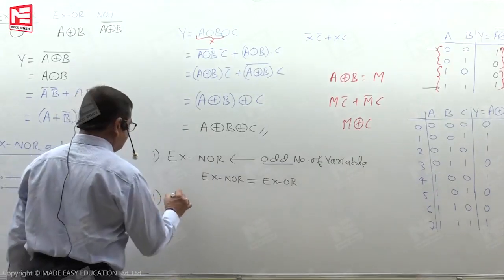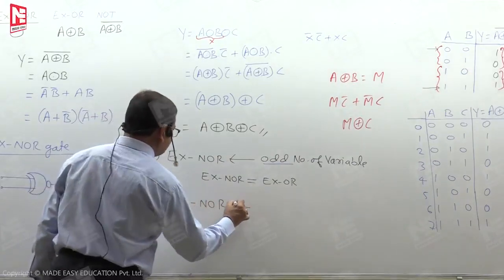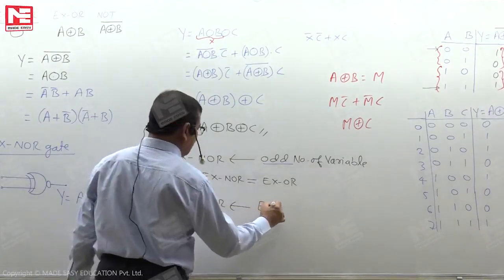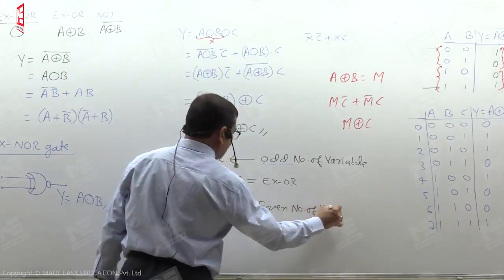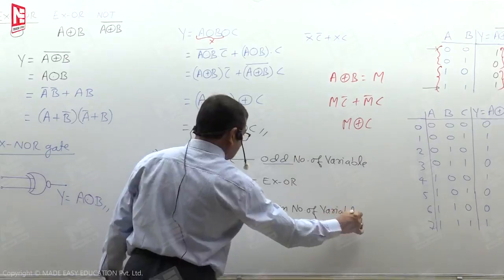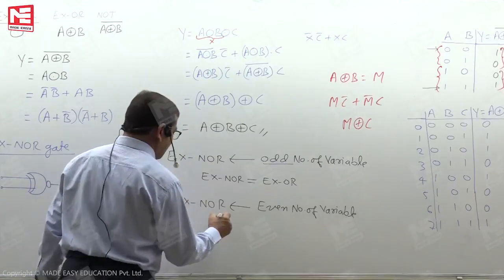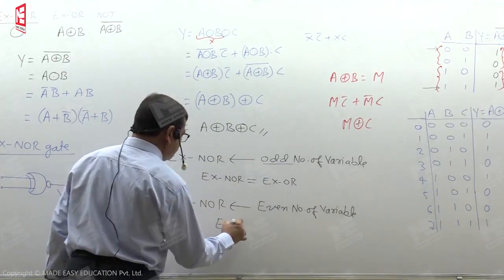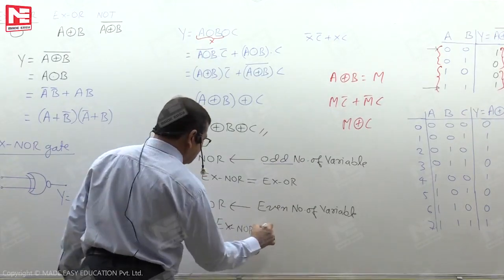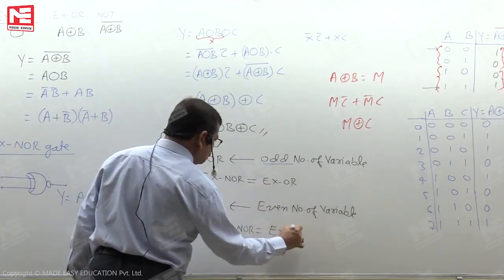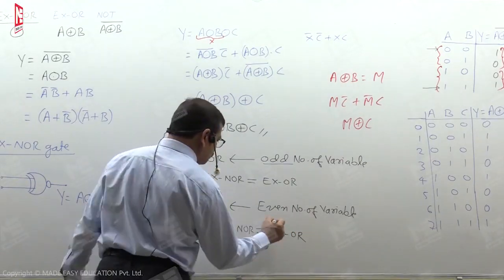But whenever we look at this exclusive NOR operation on an even number of variables, we have a conclusion: the XNOR result is coming as the complement of exclusive OR.